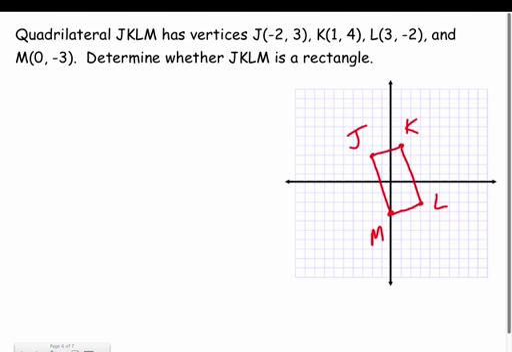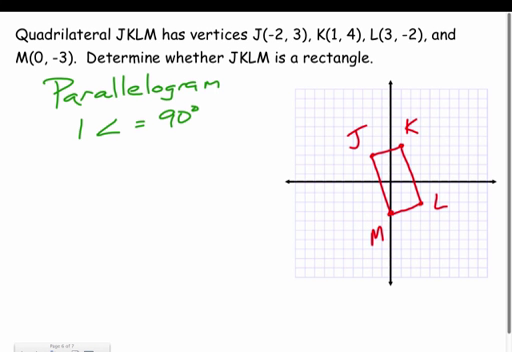How could I test this? How could I test to see if it's a rectangle? Well, we'd have to go back to our properties. What do we know about rectangles? Well, it's a parallelogram. I know it's a parallelogram. So if I could prove this is a parallelogram that has what? One angle that's 90 degrees. One angle equals 90 degrees. If I can have a parallelogram and one angle being 90 degrees, then I know it's a rectangle.